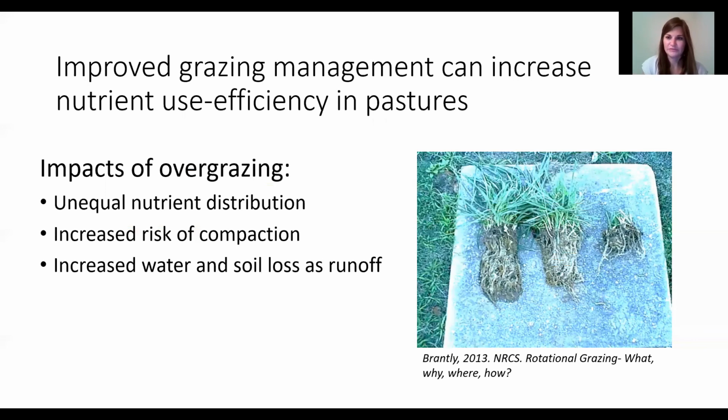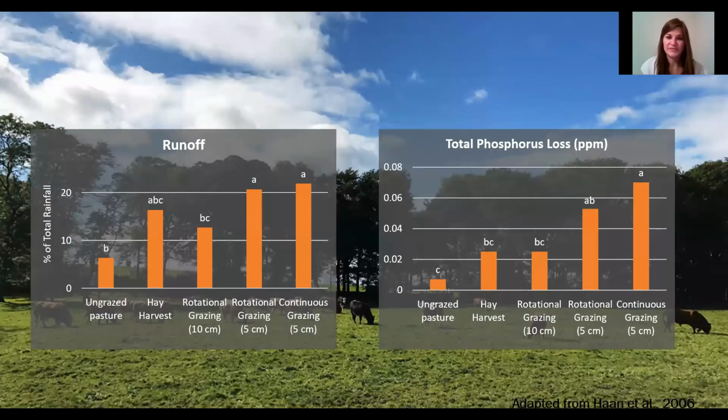But improved grazing management can really help to improve your nutrient use efficiency in forages. And so we know that overgrazing results in reduced coverage of the soil, which can lead to increased soil and nutrient loss as runoff. This graph here shows runoff and phosphorus loss. Runoff is represented as a percentage of total rainfall, and phosphorus in parts per million, in various grazing systems. So we have ungrazed pasture, hay, and then various grazing systems.